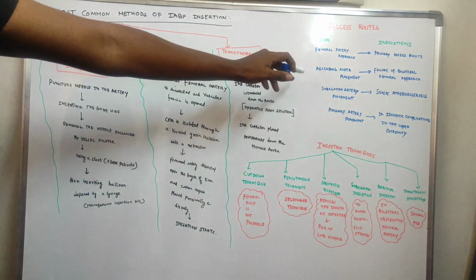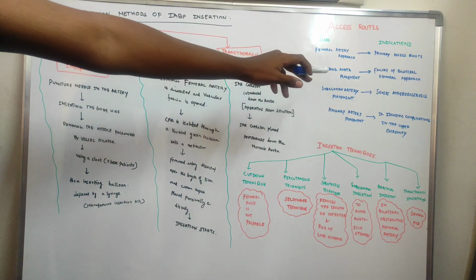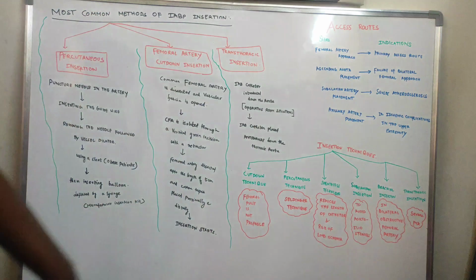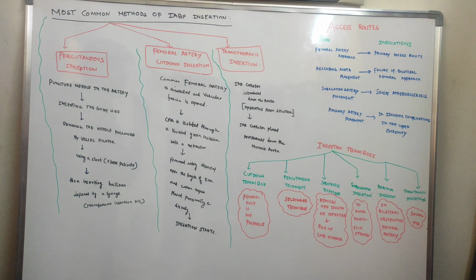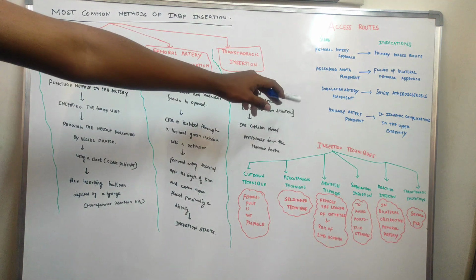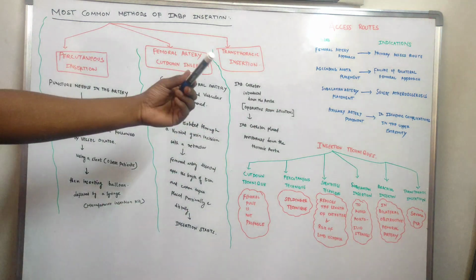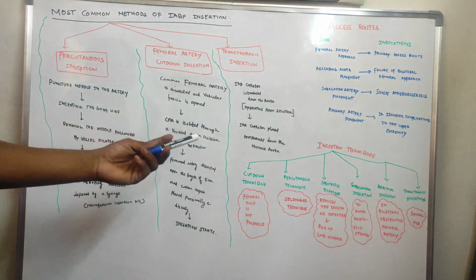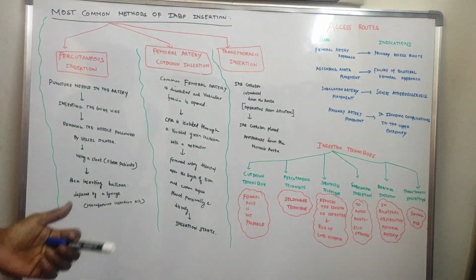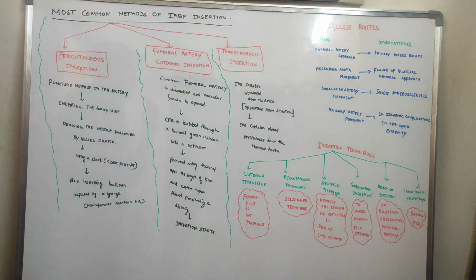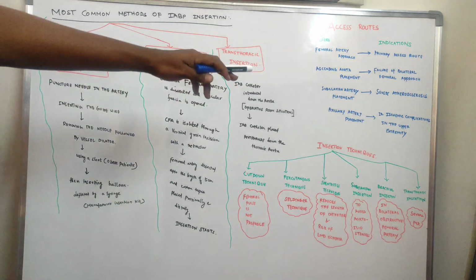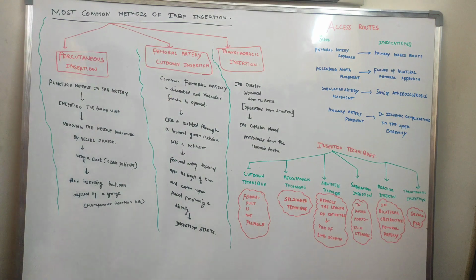Next, ascending aorta placement, that is indicated for failure of bilateral femoral approach. And then subclavian artery placement, when there is severe atherosclerosis or some obstruction in the left subclavian. Likewise we can use a subclavian artery placement. And then axillary artery placement, it is indicated for ischemic complications in the upper extremity.